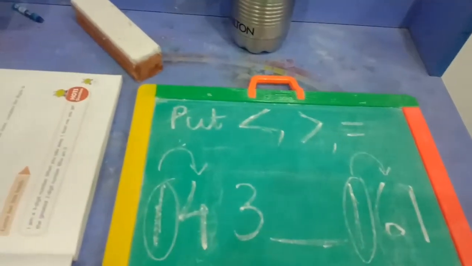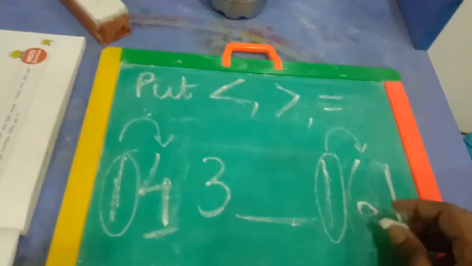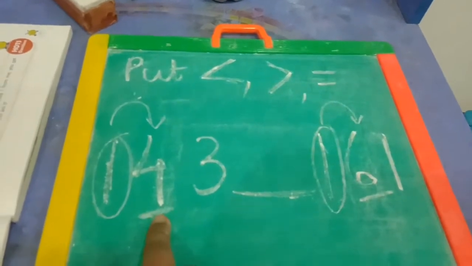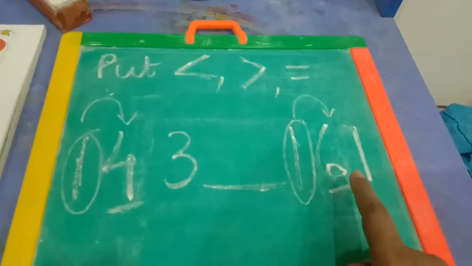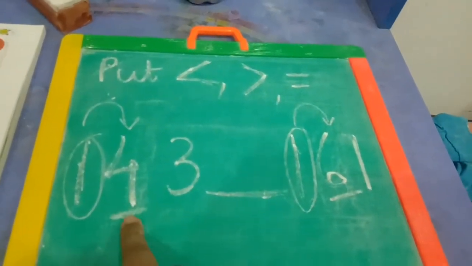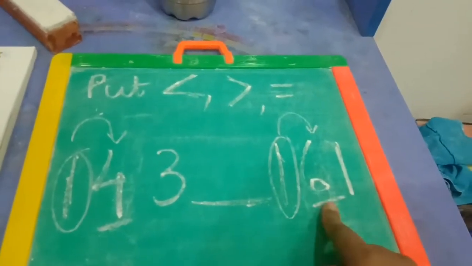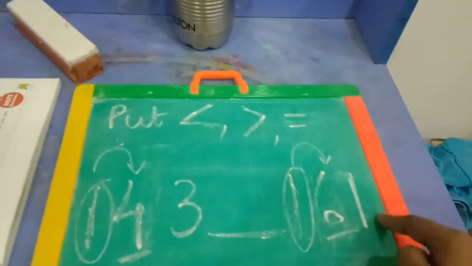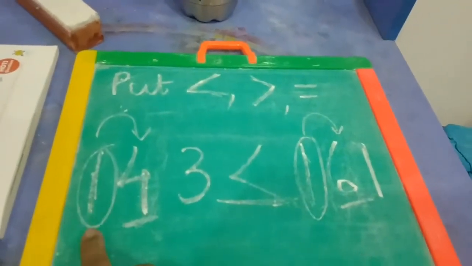Now in the tens place we have got 4, and in this number we got 6. So in this number 4 is at the tens place, and in this number 6 is at the tens place. So 4 is greater or 6 is greater? 6 is greater. That means 6 is bigger than 4. That means this entire number is greater than this number 153.